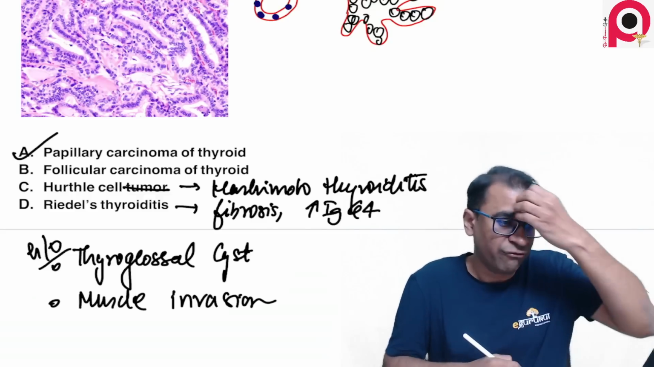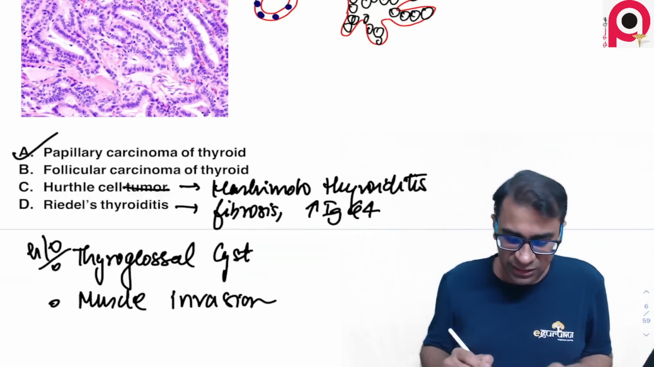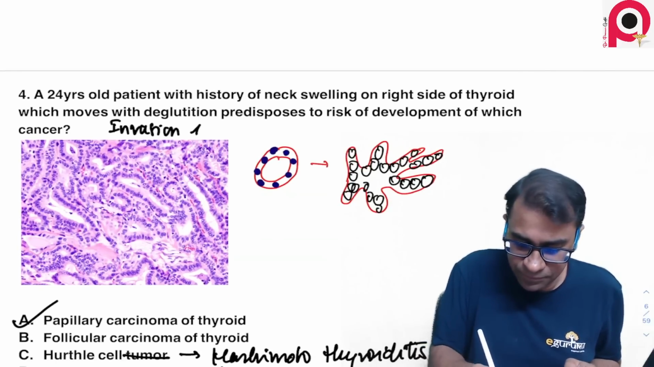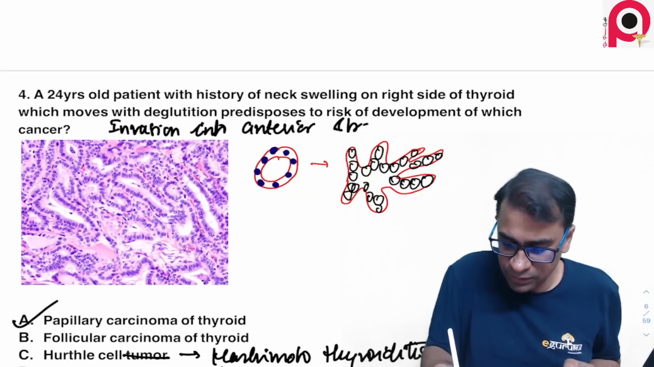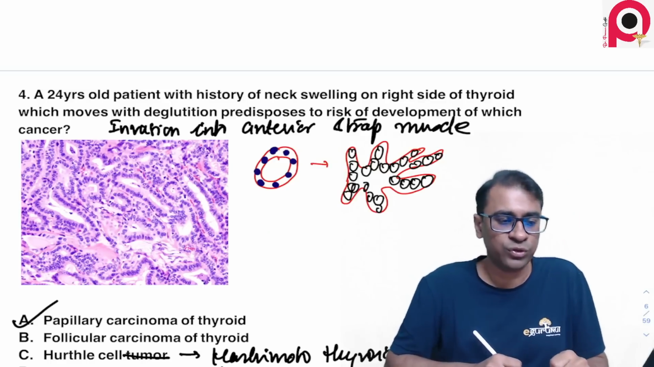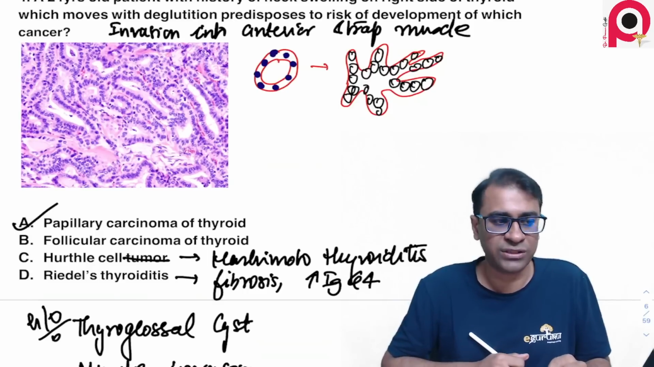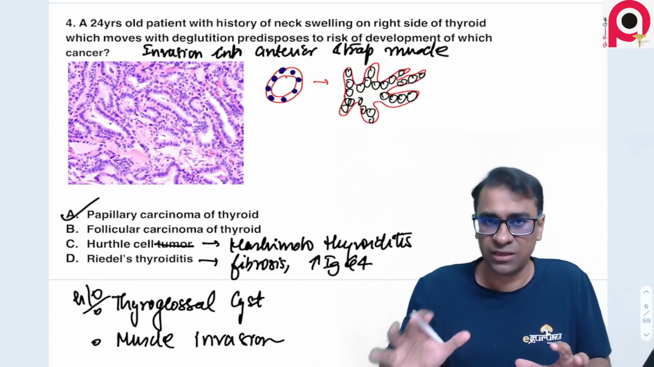Immunoglobulin G4 levels. Okay. So the anterior strap muscles were also showing invasion. There was an invasion into the anterior strap muscle. This was a probable history given to you. So I think that is one history we can add here, but the answer remains the same. It was actually papillary carcinoma. So I think you might have made this question correct.